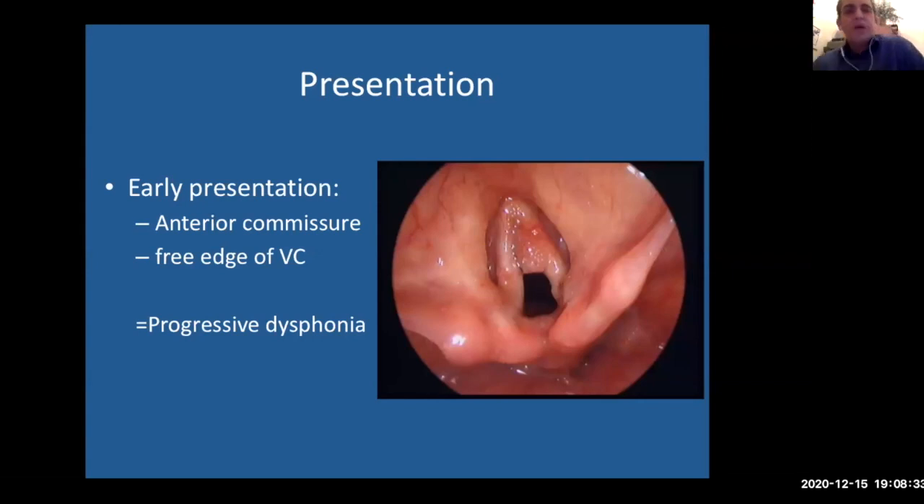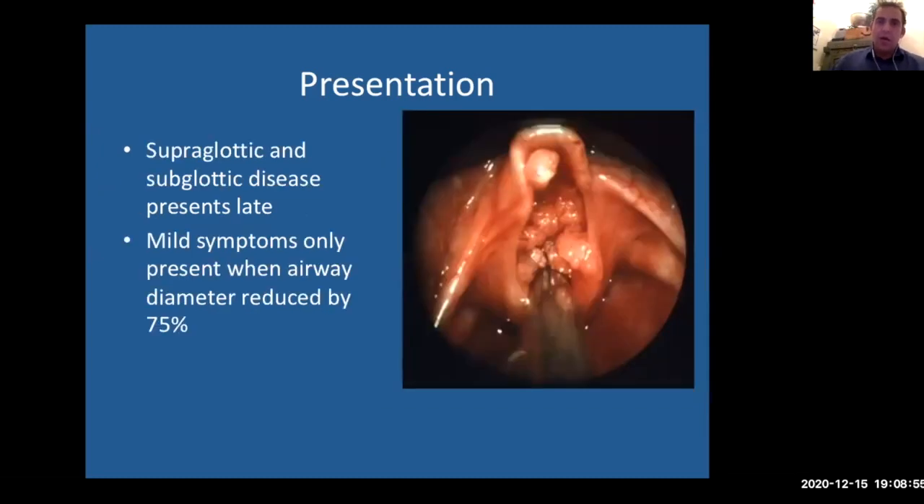So how do these patients present in pediatrics? We classify them as early or late presentation. The early presentations are the ones where the disease is isolated to the anterior commissure or the free edge of the vocal cord. So they will present with progressive dysphonia. And the late presentations will be the supraglottic and subglottic disease. Thankfully, most patients will have disease at the free edge of the glottis, so they present slightly earlier.